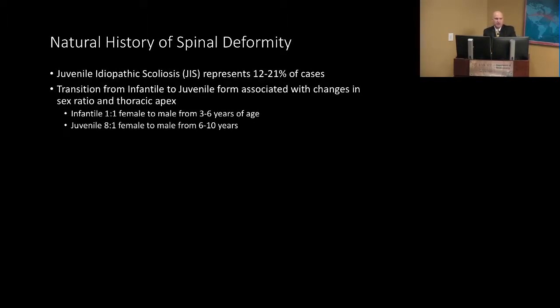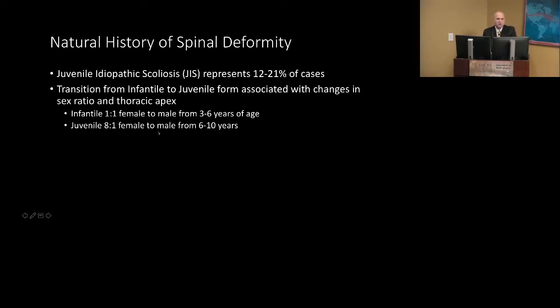So juvenile idiopathic scoliosis represents 12 to 21% of the cases. And the transition from infantile to juvenile, so the 0 to 3 to 4 to 10, is associated with pretty dramatic changes both in the sex ratio and the area of thoracic apex. So in infantile, it's really a 1-to-1 balance between male and female. When you hit juvenile, however, it goes up to 8-to-1 in females to males.